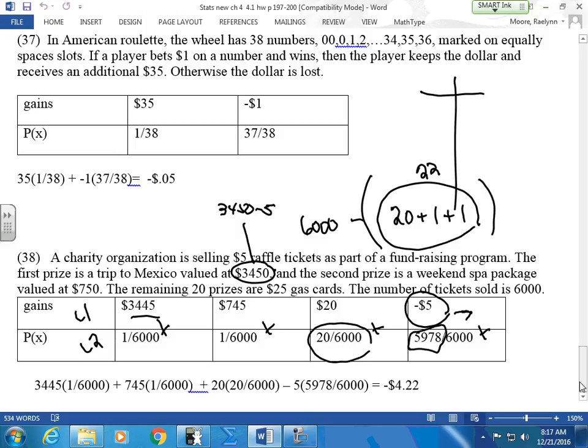So you have to add $5 to everything on yours? No, you have to take away $5 from everything. Because you paid $5 for your ticket. Then you take away 5 again at the end? No, you don't. This is if you won, you lost. So say you give me your $5 for your raffle ticket and you didn't win anything. Overall, what did you do? You lost $5. And there will be 5,978 people just like you that lost $5.